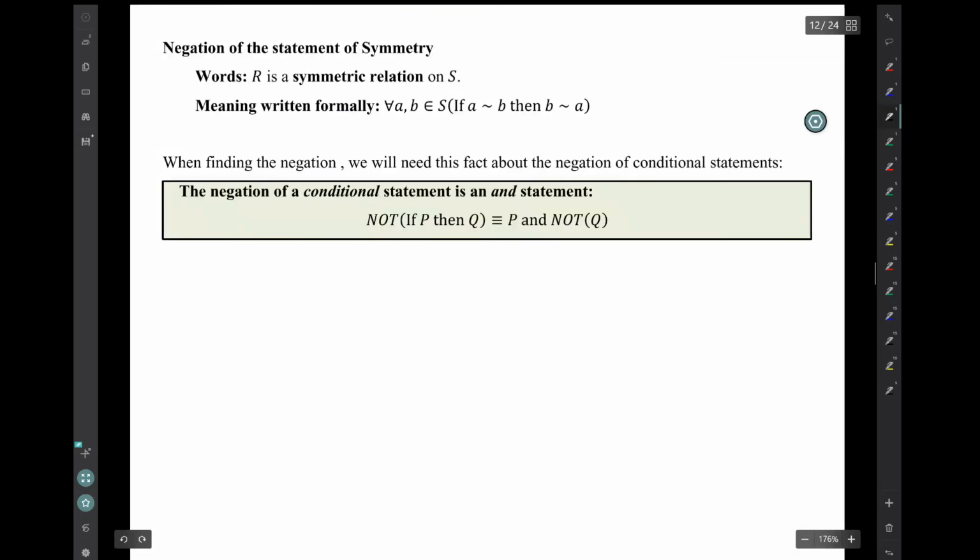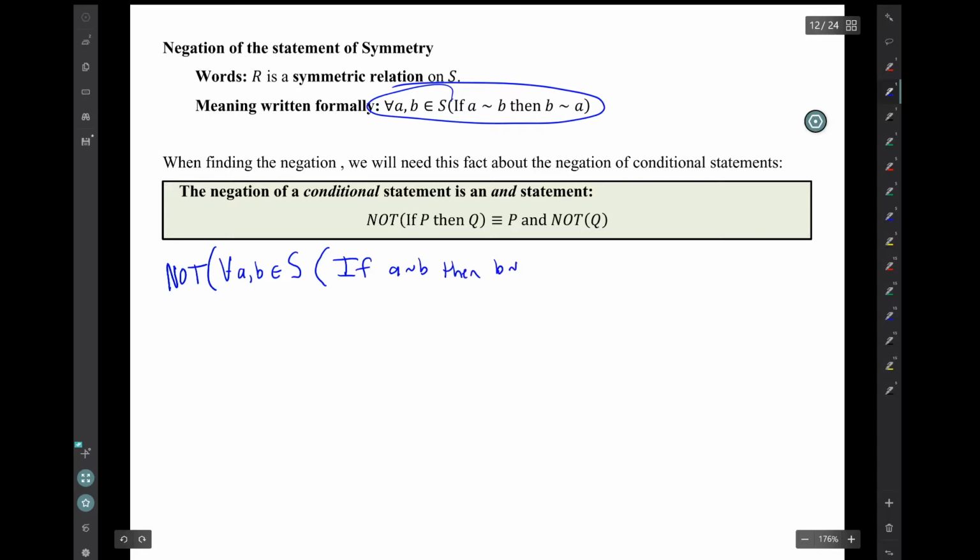Let's go on. Now we want to negate the statement of symmetry. Remember that to say that R is a symmetric relation on a set S means this. For all A and B in set S, if A is related to B, then B is related to A. Now, when finding the negation of this, we're going to need this fact about the negation of a conditional statement. The negation of a conditional statement is an AND statement. So the negation of if P then Q is P and not Q. So let's form the negation of this statement, the cheapest, easiest way, just by parking the negation in front. And then let's simplify by moving the negation to the right in stages.